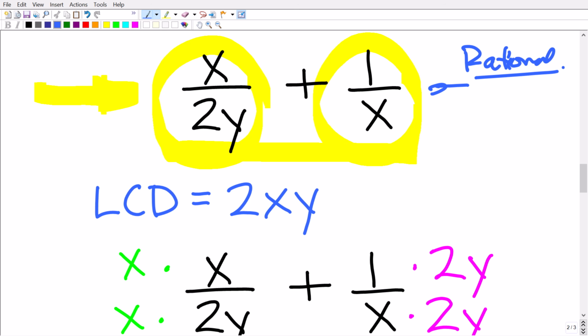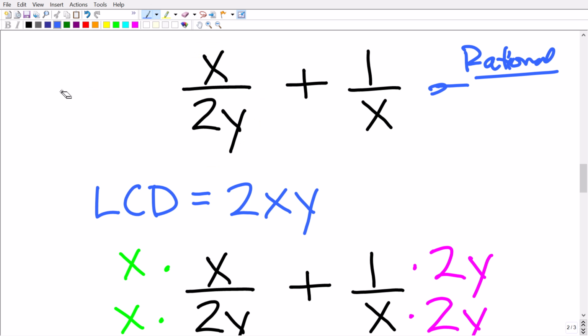All right, so we have x over 2y plus 1 over x. Now remember, in algebra, variables just represent numbers, right? So I could replace these variables with a numeric value, and then I would have a numeric fraction problem. So we can use the same procedure as numeric fractions to add these variable expressions, or these rational expressions. All right, so the LCD here is 2xy.